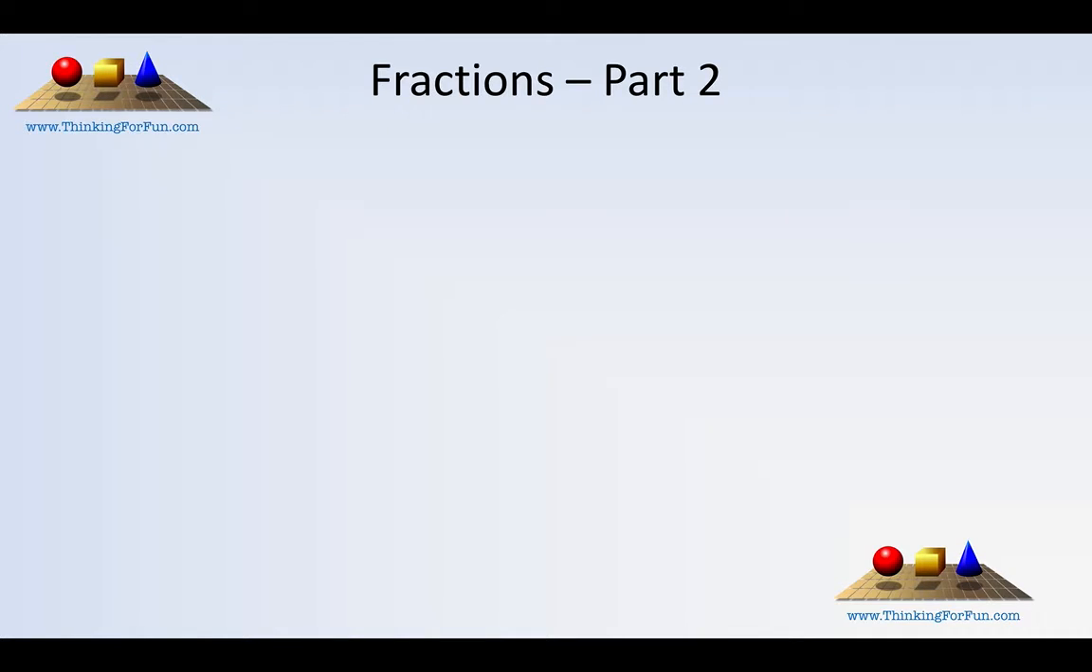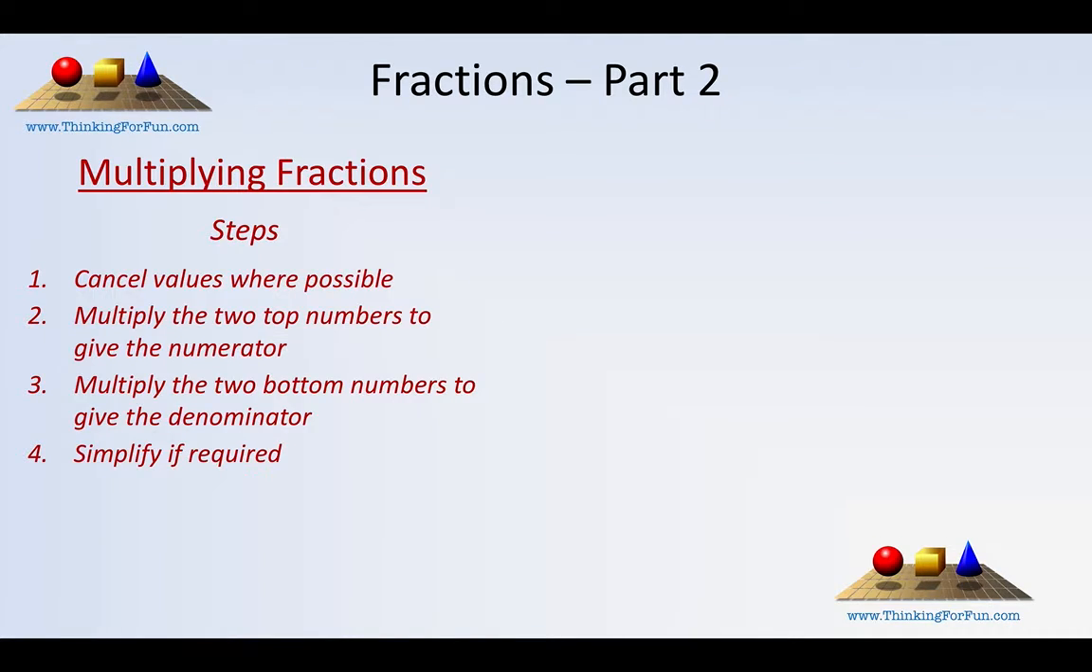Now let's have a look at multiplying fractions. There are 4 steps to follow when multiplying two fractions together. The first step involves cancelling any values where possible. For example, if the first fraction has a 3 on the top and the second fraction has a 3 on the bottom, these can be cancelled to make 1.